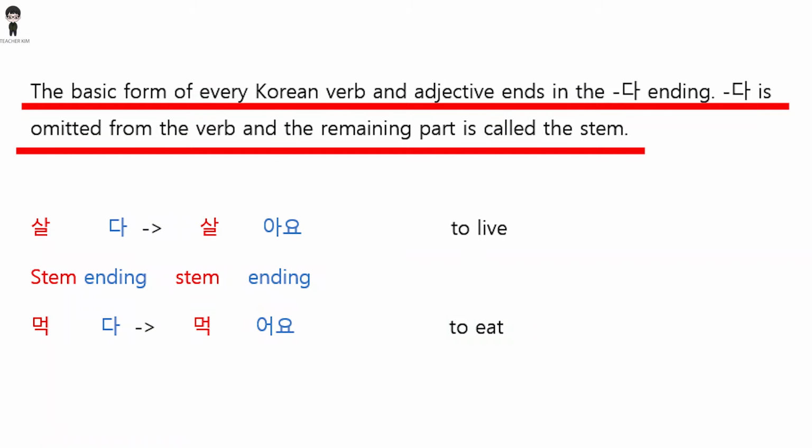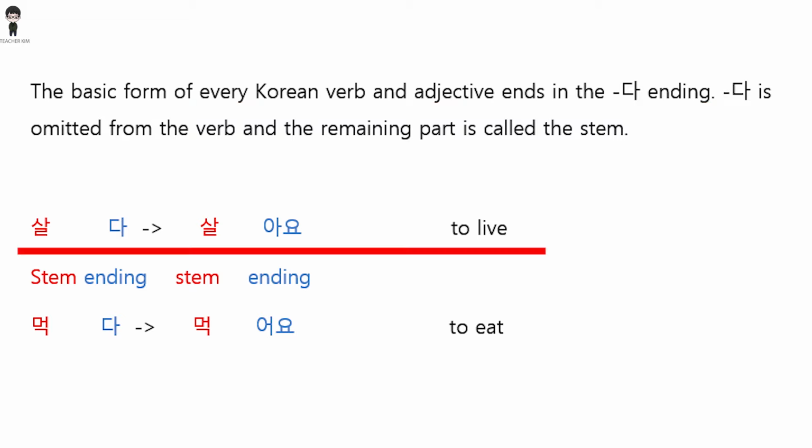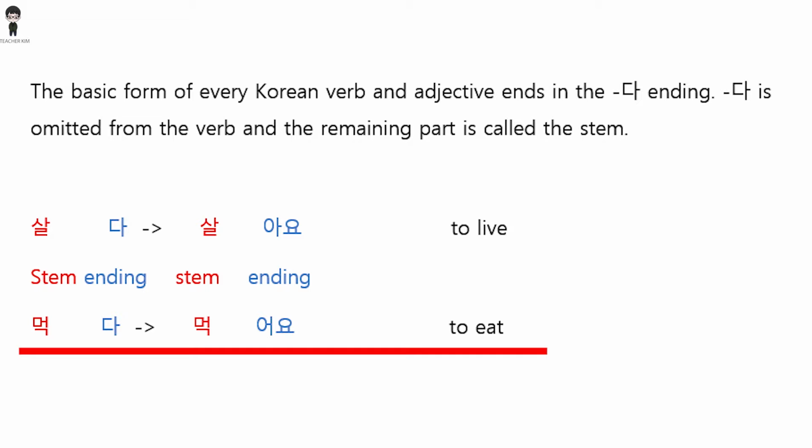But before that, we need to look at this example about the stem and endings. The basic form of every Korean verb and adjective ends in 다. Then 다 is omitted from the verb and the remaining part is called the stem. For example, 살다 is the original form of to live. Okay? And we can convert this to 살아요 by removing the ending and adding a new ending, 아요. Another example can be 먹다, which is to eat. 먹 is the stem and 다 is the ending, right? And we have to replace the ending, but this time, instead of replacing it with ayo, we replace it with oyo.